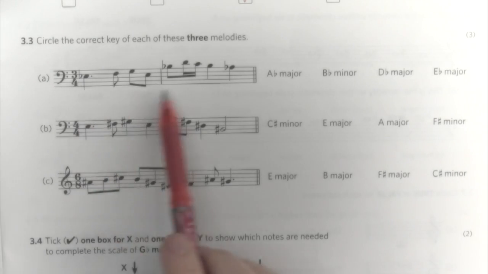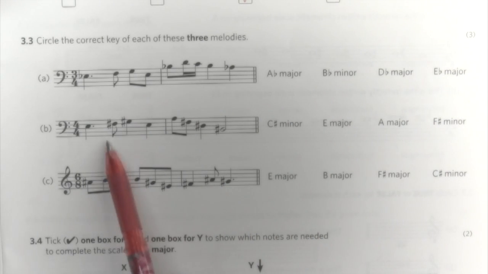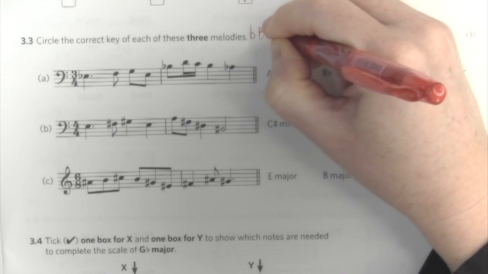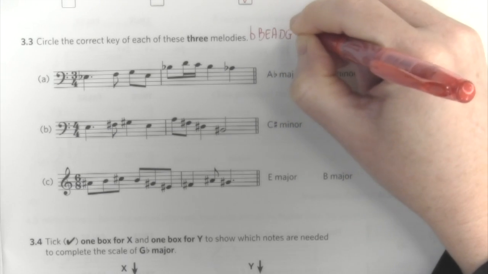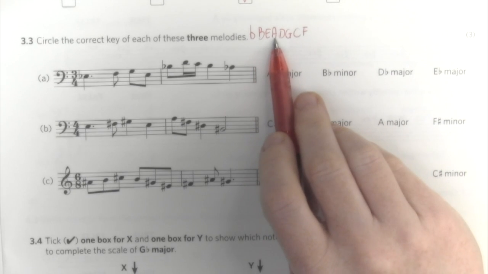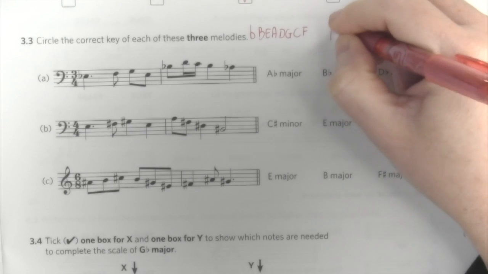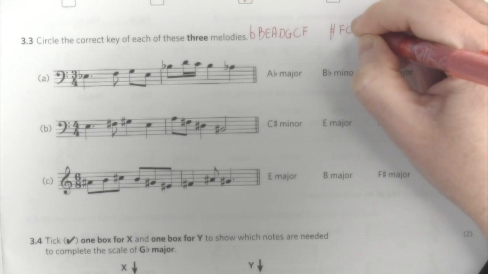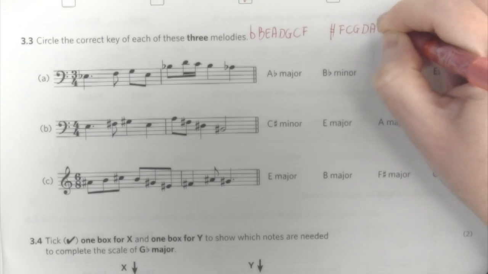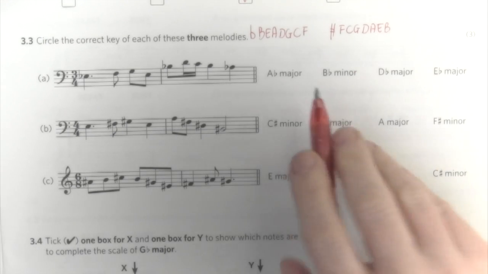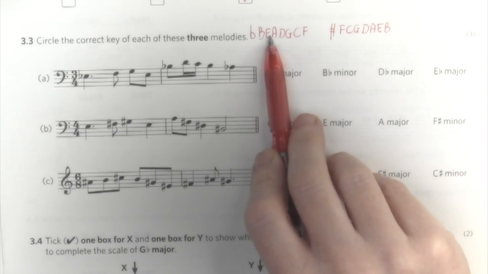In this question, we need to circle the key of the given melodies. First of all, we need the order of flats and sharps. And the order is this. Si, Mi, La, Re, Sol, Do, Fa. Big elephants, A dinosaurs, goat, cheese and figs. And the sharps are Fa, Do, Sol, Re, La, Mi, Si, which is the flats in reverse.